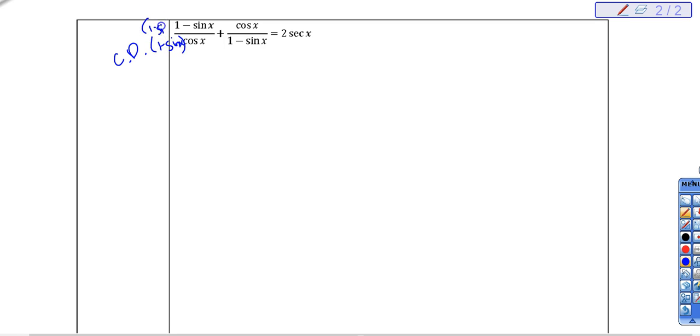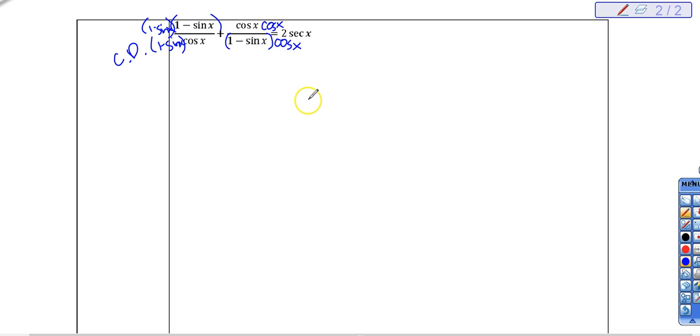1 minus sine x. And in your numerator, make sure you put a quantity around that binomial. Okay, so there we have that. How about on this side? What does this denominator want? I'm going to tuck parentheses around it because it's a binomial. It wants cosine x over cosine x.